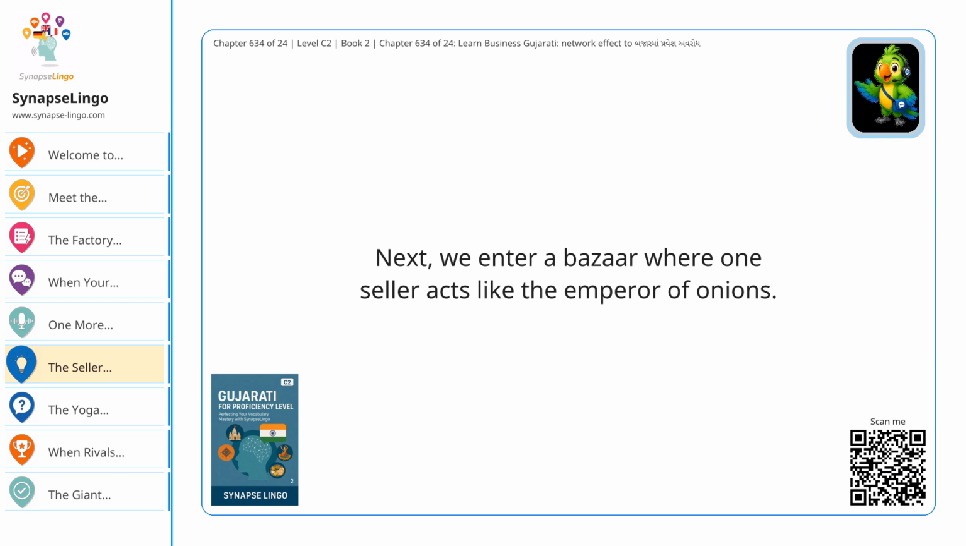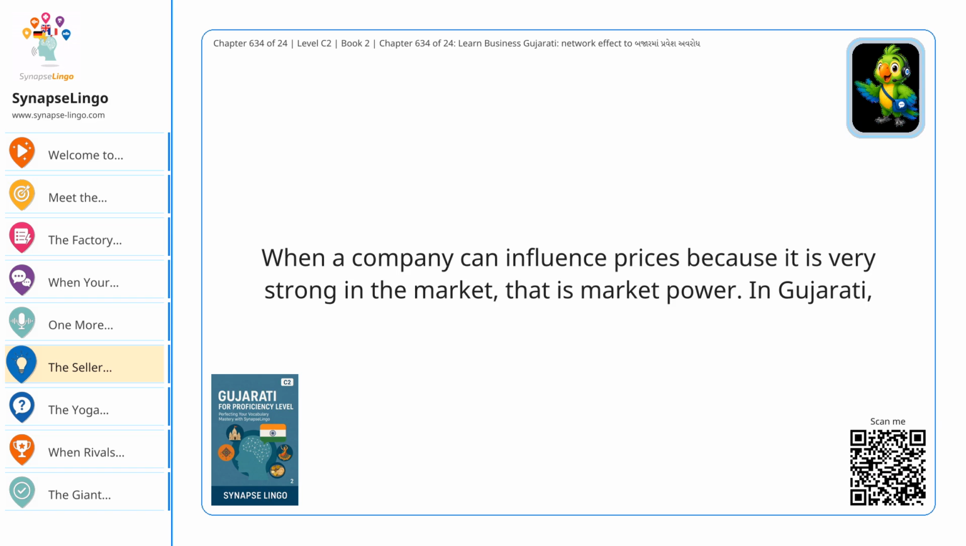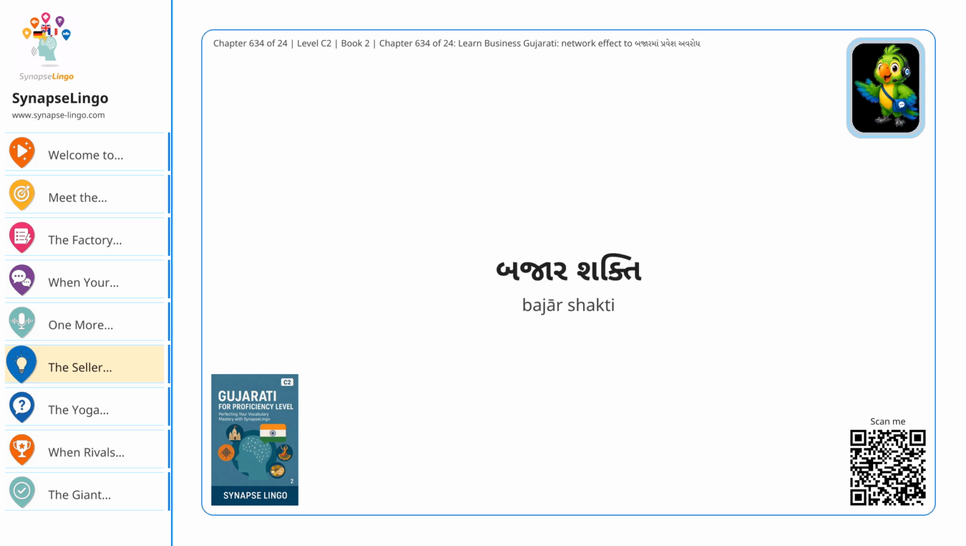Next, we enter a bazaar where one seller acts like the emperor of onions. When a company can influence prices because it is very strong in the market, that is market power. In Gujarati, બજાર શક્તિ. Say it. બજાર શક્તિ.